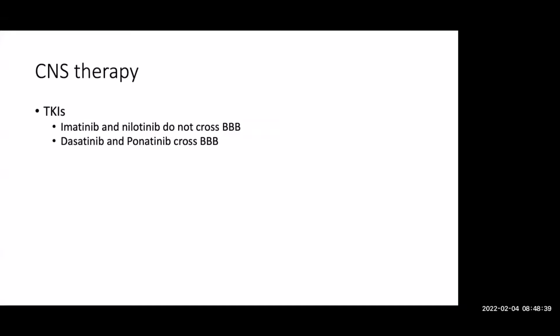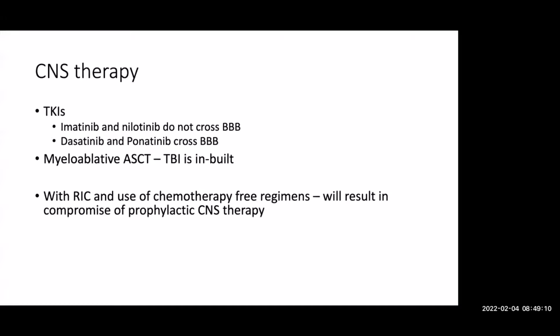The TKIs which we use, imatinib, nilotinib, dasatinib, and ponatinib, also have CNS activity. Imatinib and nilotinib do not cross the blood-brain barrier, so they do not have CNS activity, whereas dasatinib and ponatinib cross the blood-brain barrier, and they have CNS activity. If myeloablative autologous stem cell transplant is used, TBI is inbuilt in it. That also has CNS activity.